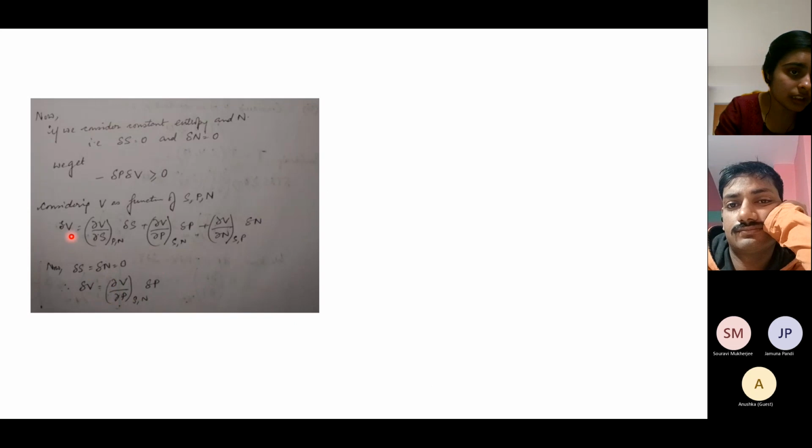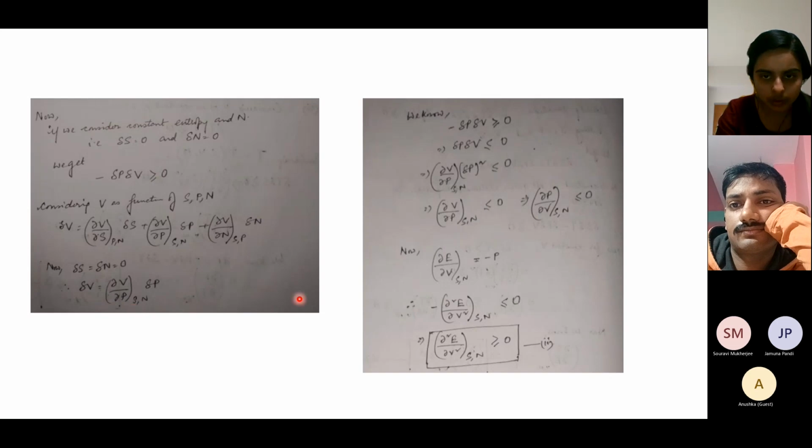Why are we expanding del V and not del P? So that we get to this differential, because this is what we need. This is clear. Yeah, ma'am. So now what happens is we can use this relation del P del V is less than equal to 0 just by replacing in this inequality. And there, if we use this relation, we get to the final inequality that we need.